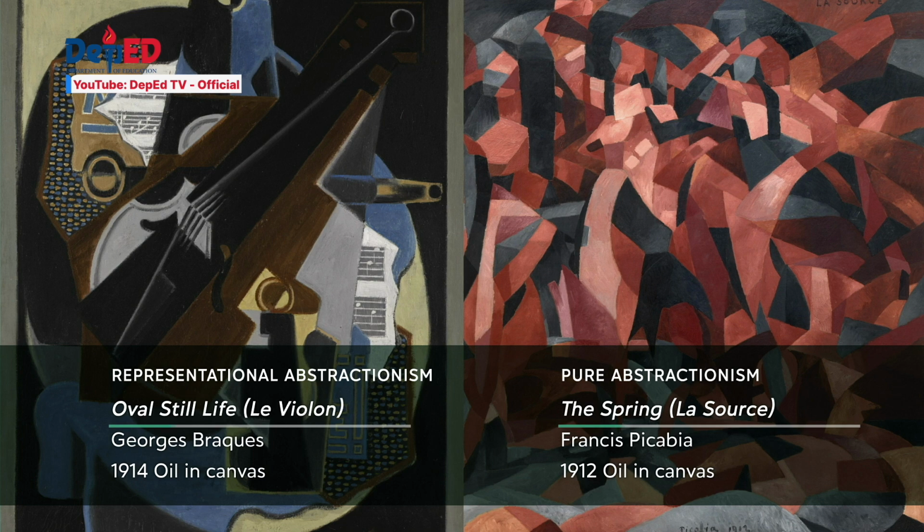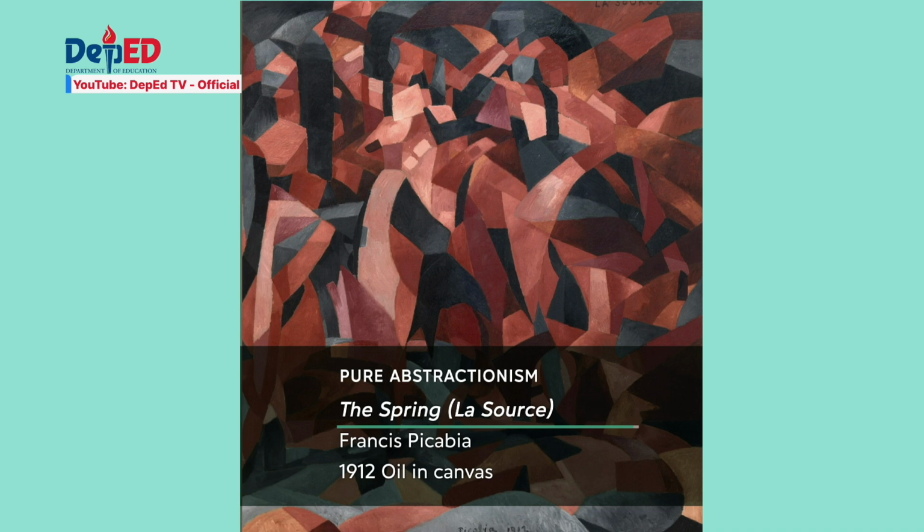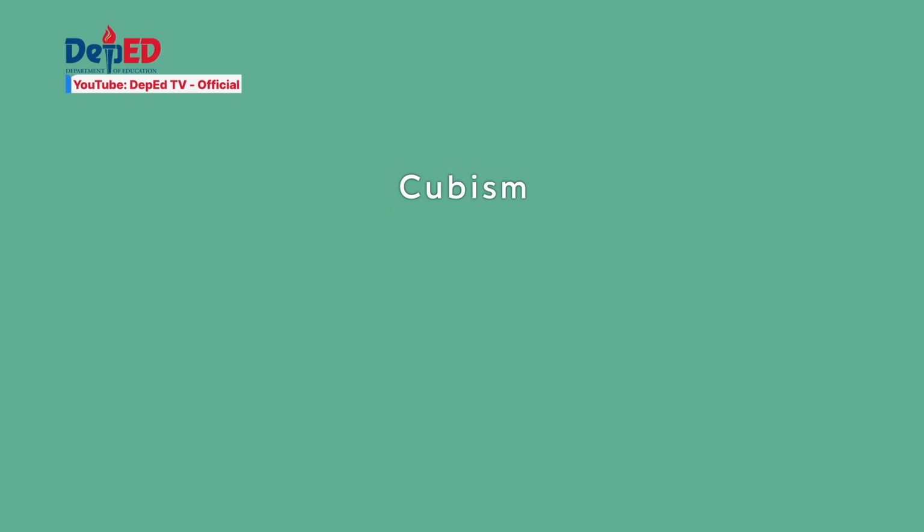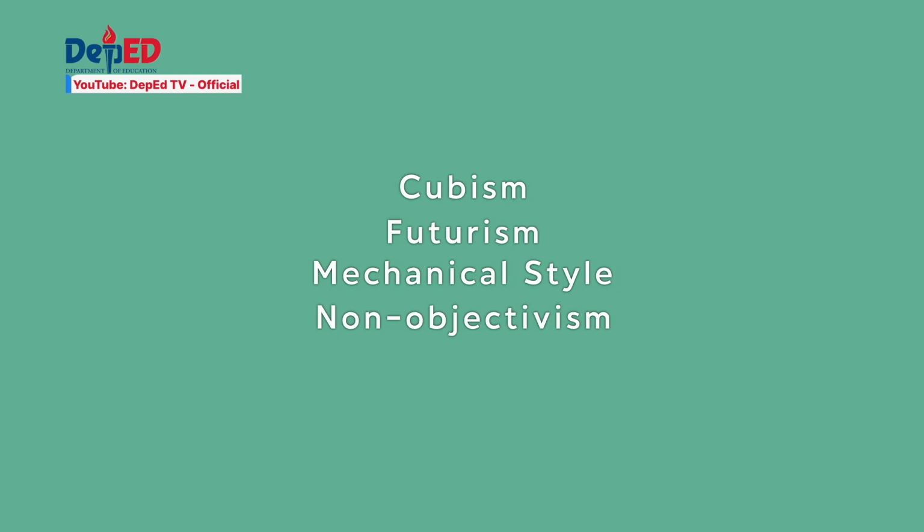Representational abstractionism depicts still recognizable subjects, as in this artwork by Georges Braque, called Oval Still Life, or Le Violon. You can still see the violin, which is the subject of this painting. While pure abstractionism does not recognize a subject at all, such as in this work of Francis Picabia called The Spring, or La Source. The abstractionist movement has four art styles, namely Cubism, Futurism, Mechanical style, and non-objectivism.